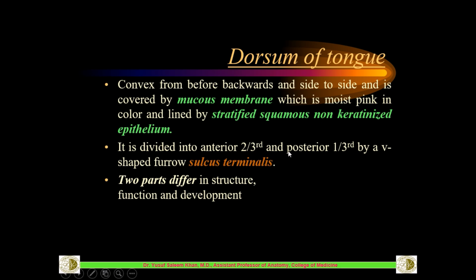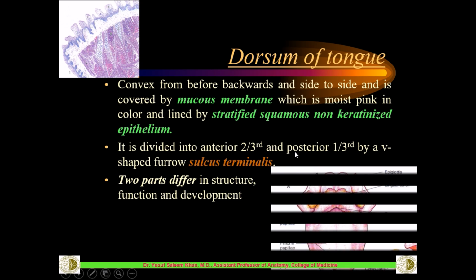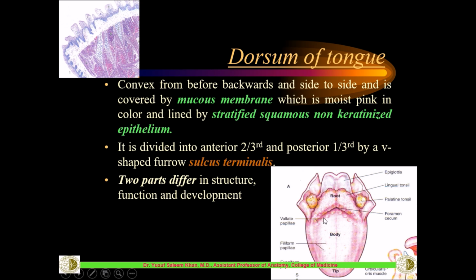It is divided into the anterior 2/3 and the posterior 1/3 of the tongue. If you can see here, it is divided into anterior 2/3 and posterior 1/3 by a V-shaped furrow which is called the sulcus terminalis. There is a sulcus or a furrow which divides the anterior 2/3 from the posterior 1/3. So this is the sulcus terminalis, and in the center here there is a small foramen. This is called the foramen cecum.